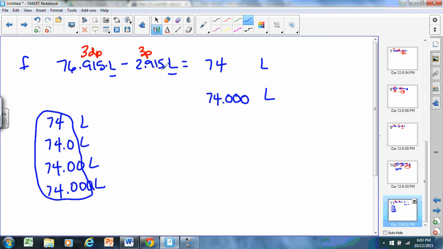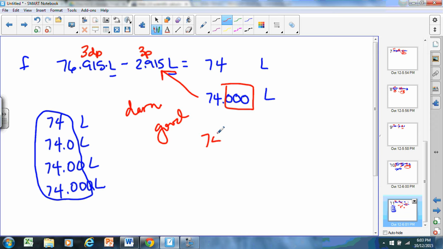And this says that our measuring instruments were accurate to the thousandth of a liter. Because of that, this is how you indicate to a scientist that not only is the answer 74, but the measuring instruments were darn good, as you put those extra zeros in there.